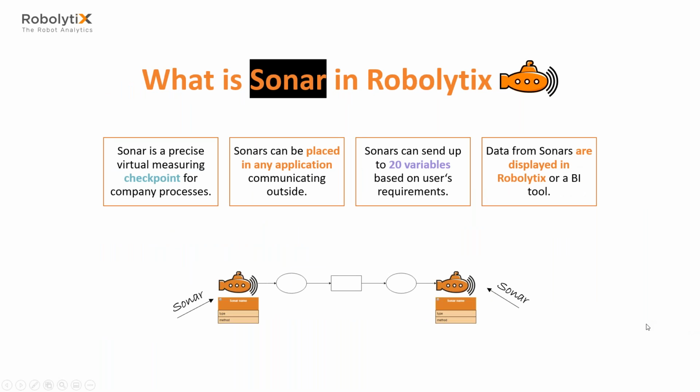So going forward to this slide. As I mentioned, Sonar is the most important thing in this Robolytix online solution, and that is simply a measuring checkpoint, which can be placed in any place in your process, and that is communicating with the online interface. That will later show you the results displayed in the form of charts, reports, and so on. This Sonar can send to this Robolytix online tool up to 20 variables, which can then be measured. And the data which is sent from Sonars to the Robolytix interface can also be published into BI tools like Tableau, Power BI, and so on.